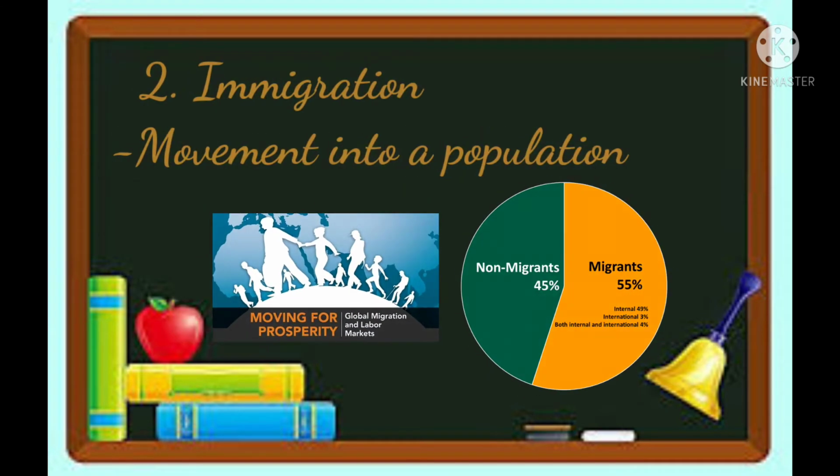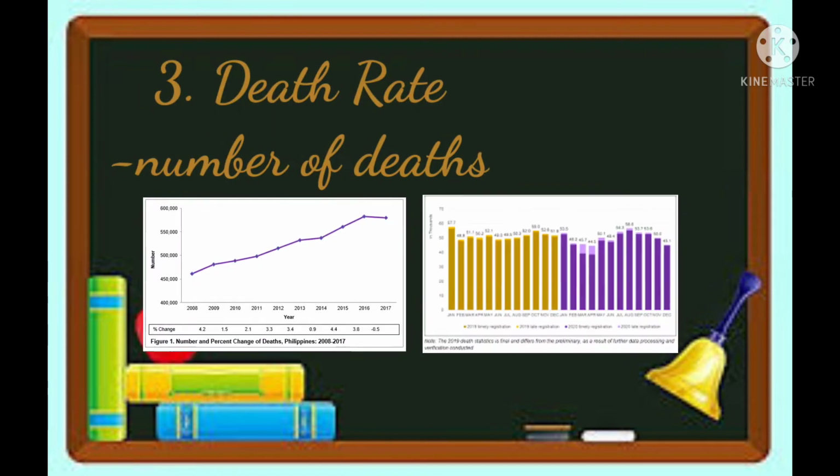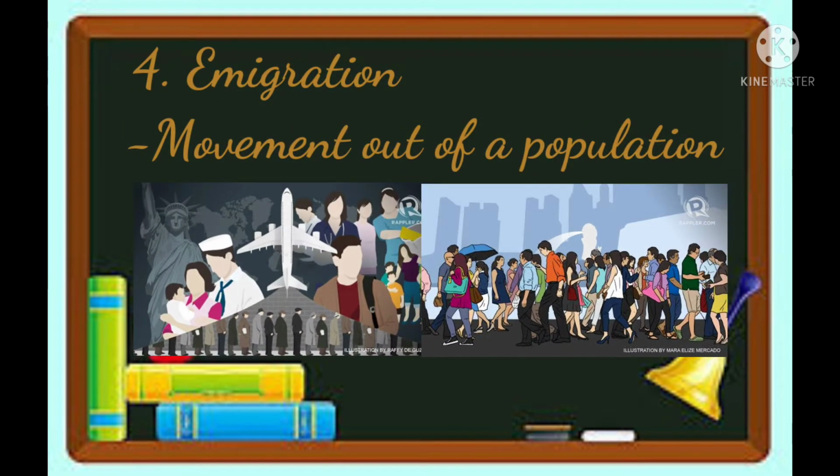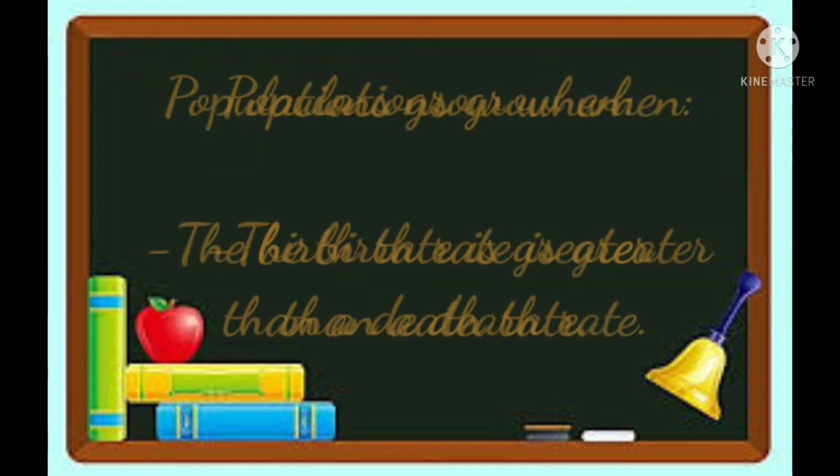Number 2. Immigration. It refers to the movement into a population. Number 3. Death rate. It refers to the number of deaths. Number 4. Emigration. It refers to the movement out of a population.